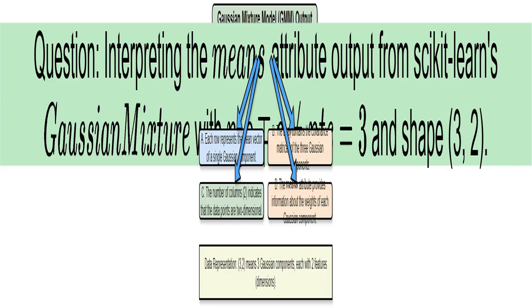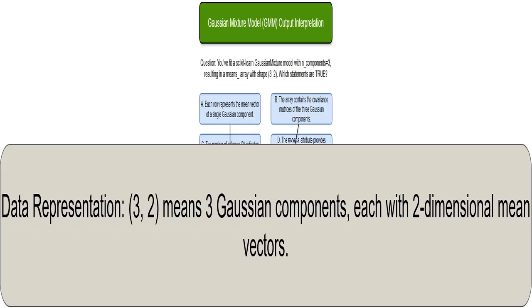This question is about how to read and interpret this output. Remember that scikit-learn is a popular Python library for machine learning. This line explains the meaning of the array shape 3, 2 which I see in the scikit-learn Gaussian mixture model output. The 3 tells me there are 3 Gaussian distributions that make up the model. And the 2 indicates each data point has 2 features or dimensions.